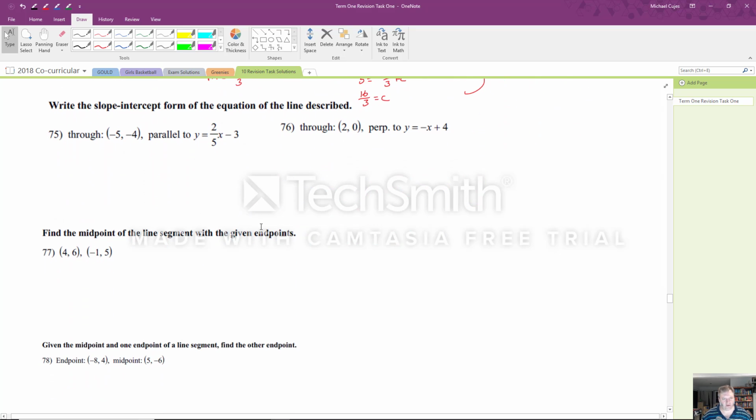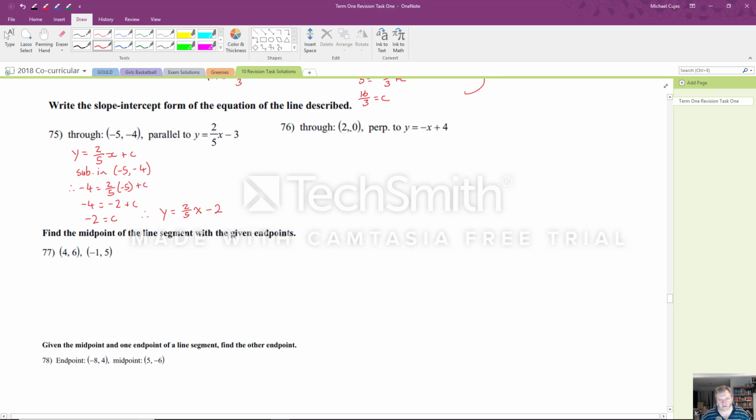Write the slope-intercept form. If it's parallel to this, so I know my gradient is going to be 2/5, so it's going to be y equals 2/5 x plus c. I'm going to sub in the given point, -5, -4. So -4 equals 2/5 of -5 plus c. Leave the left-hand side alone for a minute. Remember, the 5's are going to cancel, 2 by -1 will be -2 plus c. Adding 2 to each side, I get -2 equals c. So my equation is y equals 2/5 of x minus 2.